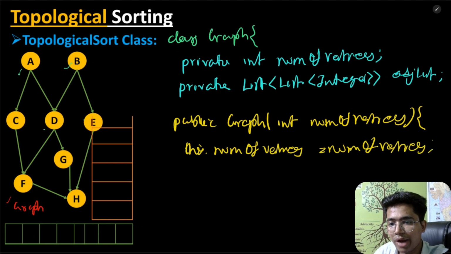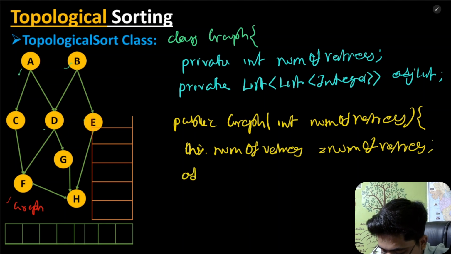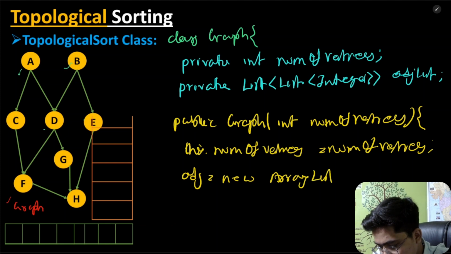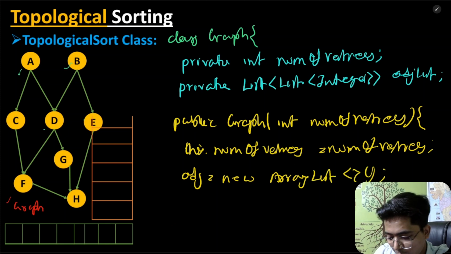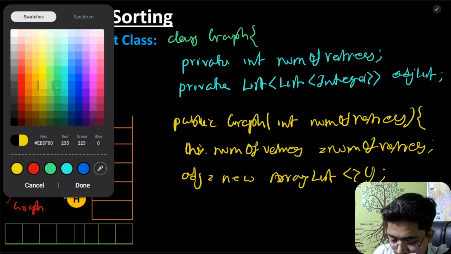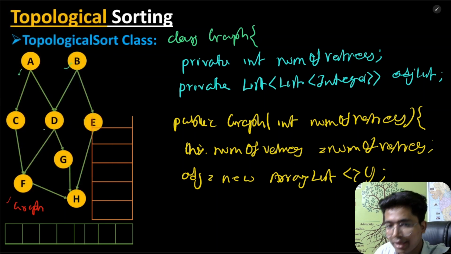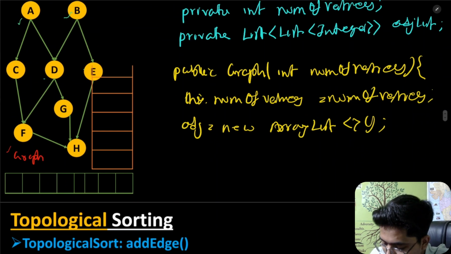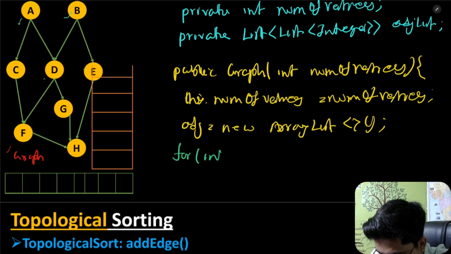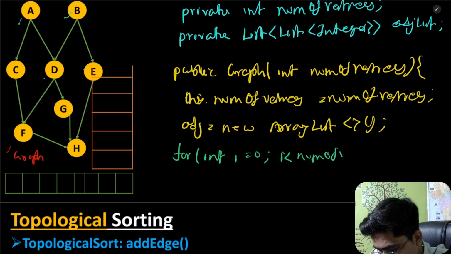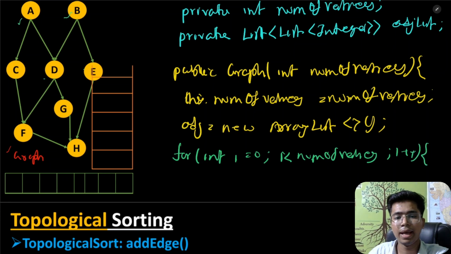Now we'll be initializing our adjacency list. So adjacency list equals new ArrayList, with the generic type dynamic one. So now we have initialized the list, and now we'll be initializing all the array lists one by one. For that we'll be running a loop: for integer i equals 0, i less than number of vertices, i plus plus.